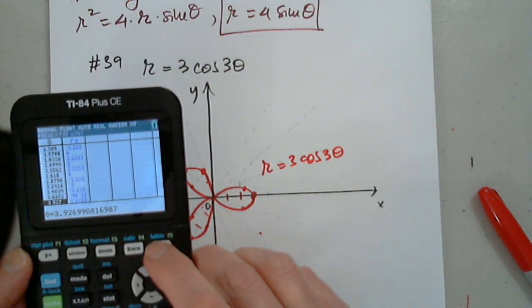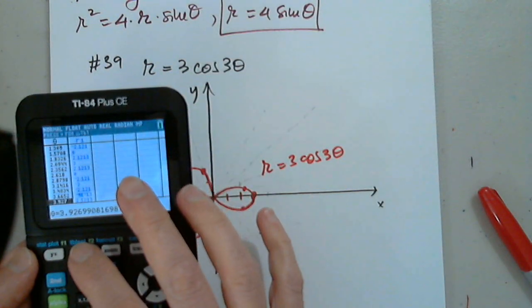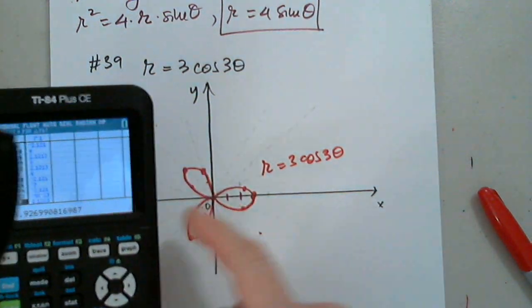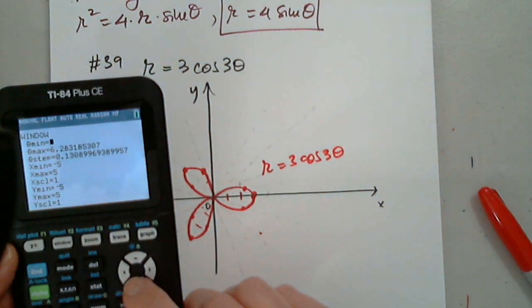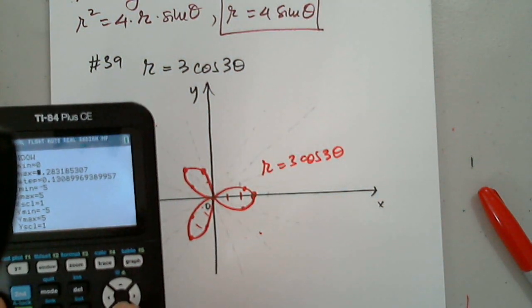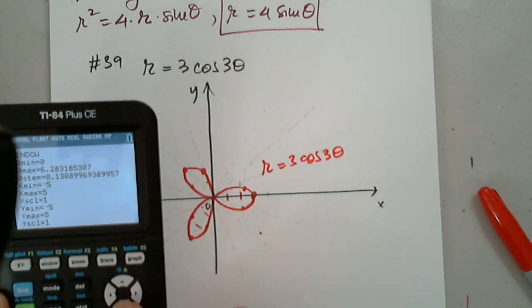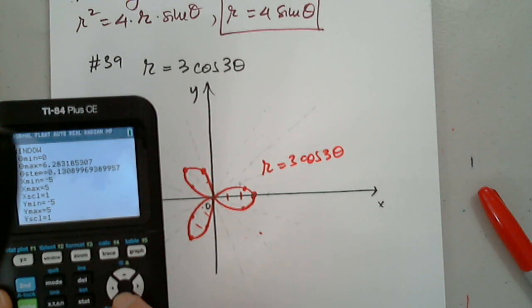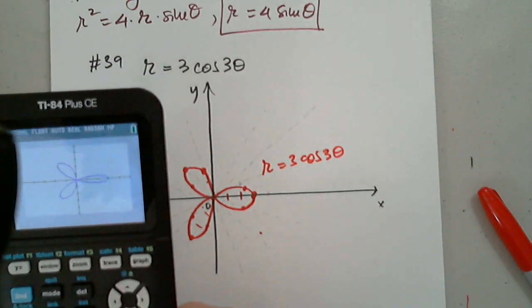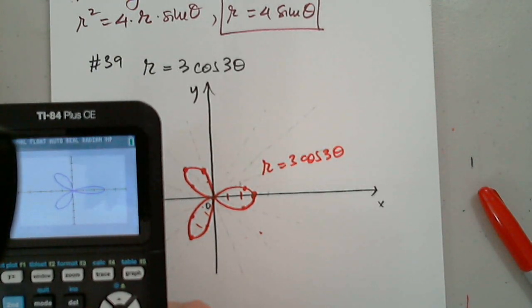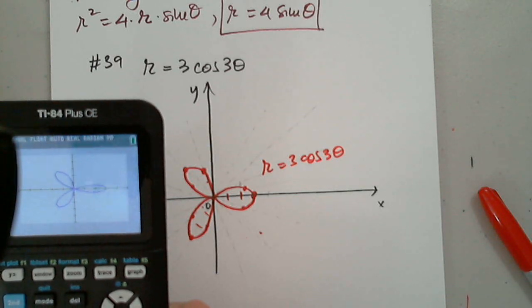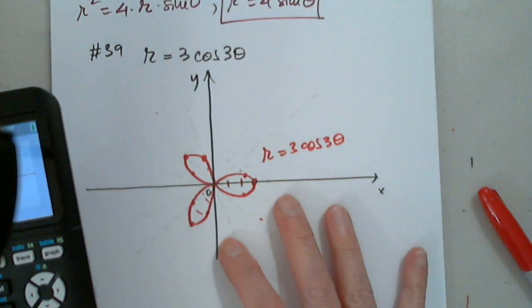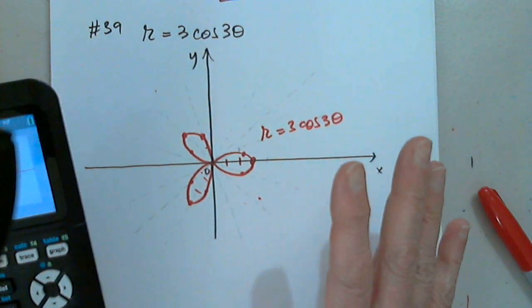So we just press graph. We may have to adjust the viewing window or not. Let me just check one thing. So theta maximum to pi. Okay, yeah, let's see. Here it is. Okay. Again, graphing these is a little cumbersome.